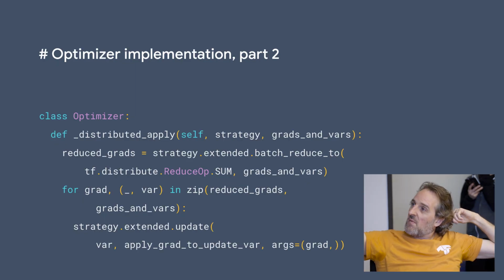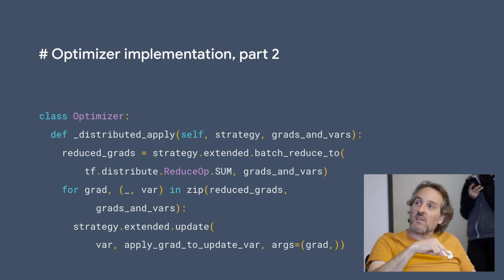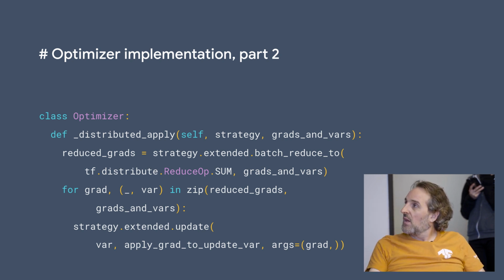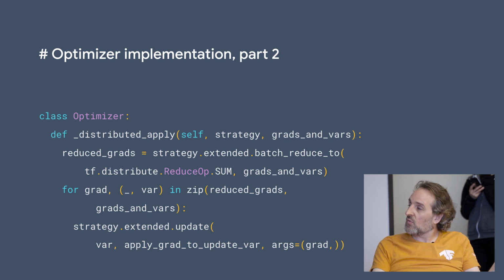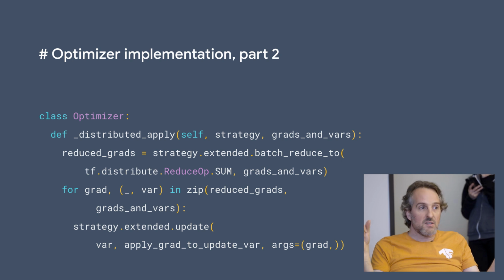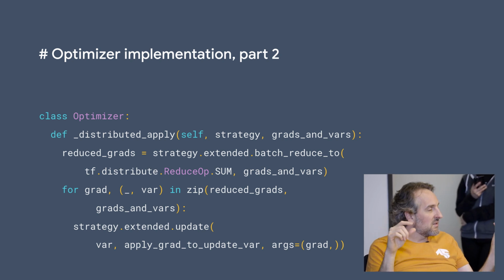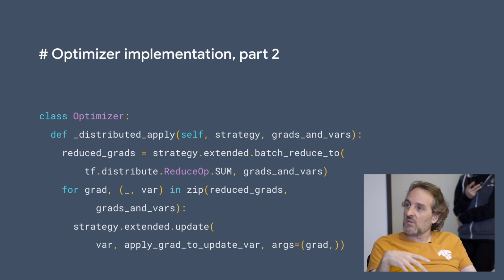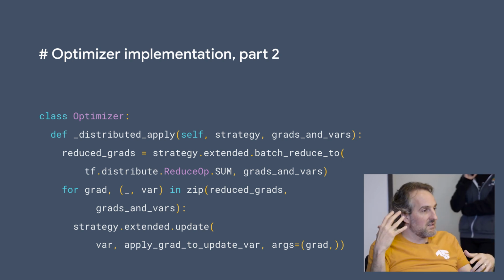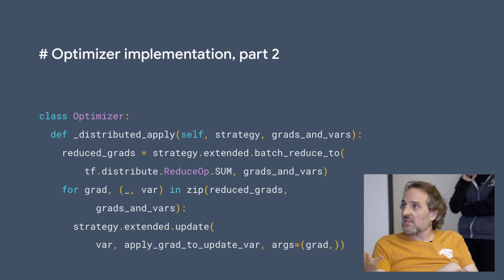So this distribute apply function is the argument, the thing that's inside the merge call. So it's only executed once, even though the apply gradients call is executed for each replica. And the grads and vars value here is now, instead of being a list of variables and a list of gradients, a list of mirrored variables and a list of per replica gradients.